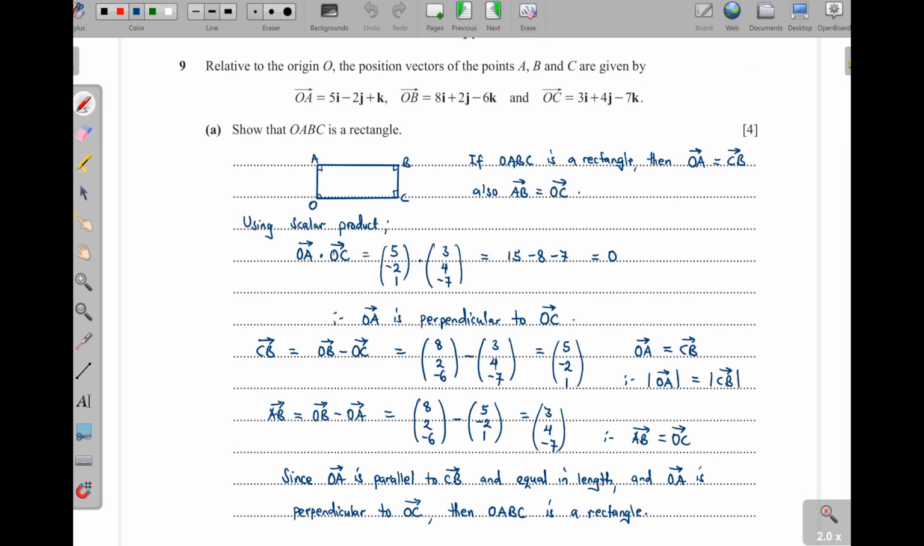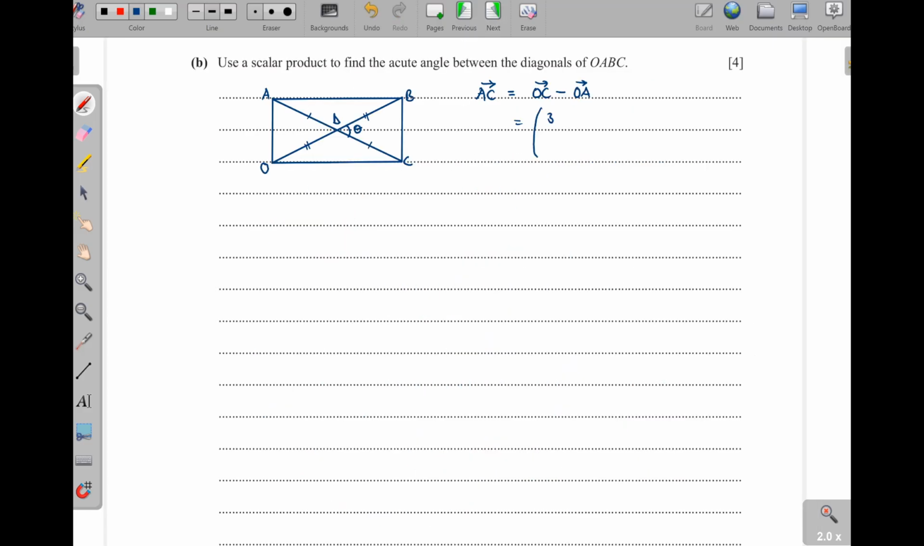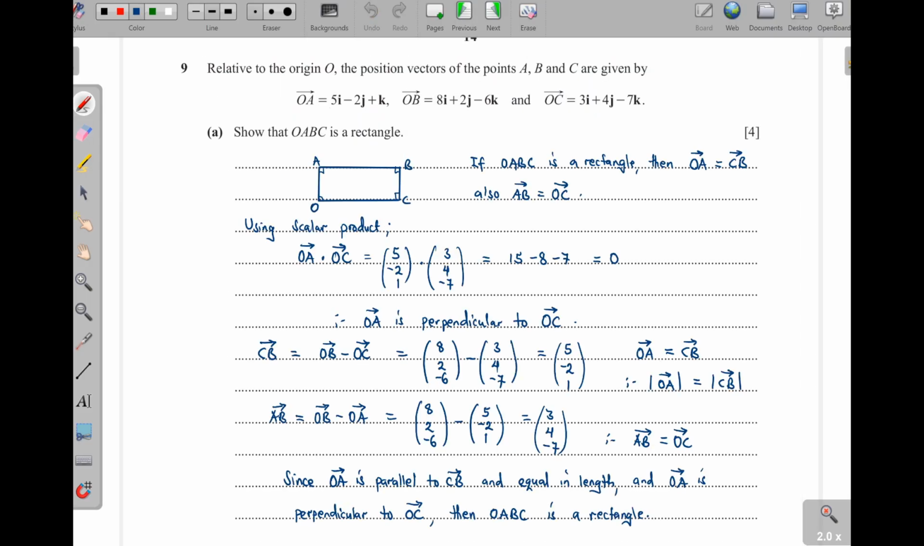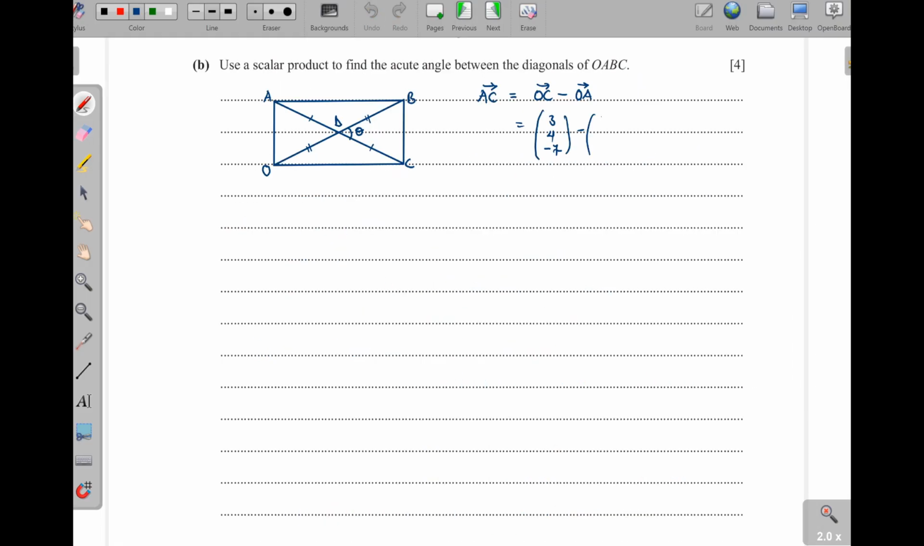Now OC is given here as 3, 4, negative 7. And then OA is given here as 5, negative 2, 1. So this one gives us 3 minus 5, that's a negative 2. And then 4 minus minus 2, that will be a positive 6. And then negative 7 minus 1, that will be minus 8. Here we can divide this one by 2, and then it can give us the DC.